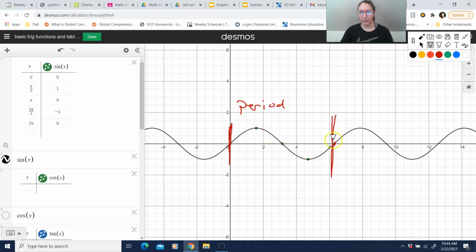We can see that visually. So the period here would be 2 pi. How long does the graph take to repeat itself? Well, every 2 pi, this graph is going to look exactly the same.